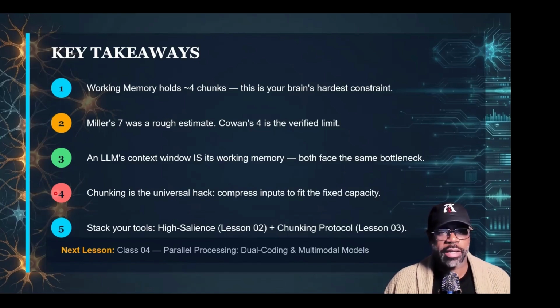Number 4, chunking is the universal hack, right? You're going to chunk, and then compress the inputs to fit the fixed capacity. And number 5 is stack your tools, using the activities and builds from the previous lesson, lesson 2, the Gatekeeper. We're going to bring in the high salience input and the chunking protocol from this lesson, combine those together like Voltron, and create a super optimized output result from our AI.